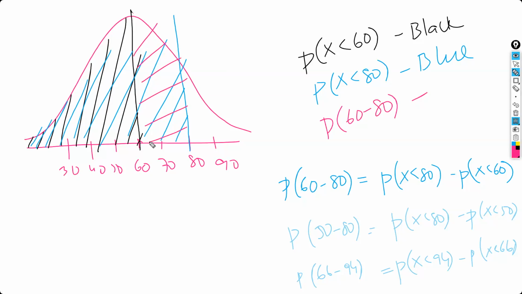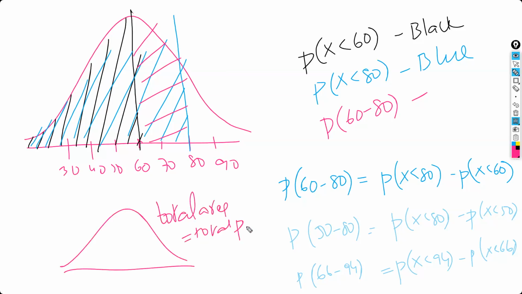Greater than 90. Yeah, greater than 90 means 1 minus less than. Left side area you get now. So what is the total area? What is meant by total area? Total area means nothing but total probability. What is total probability? The sum of the probabilities is equal to 1.